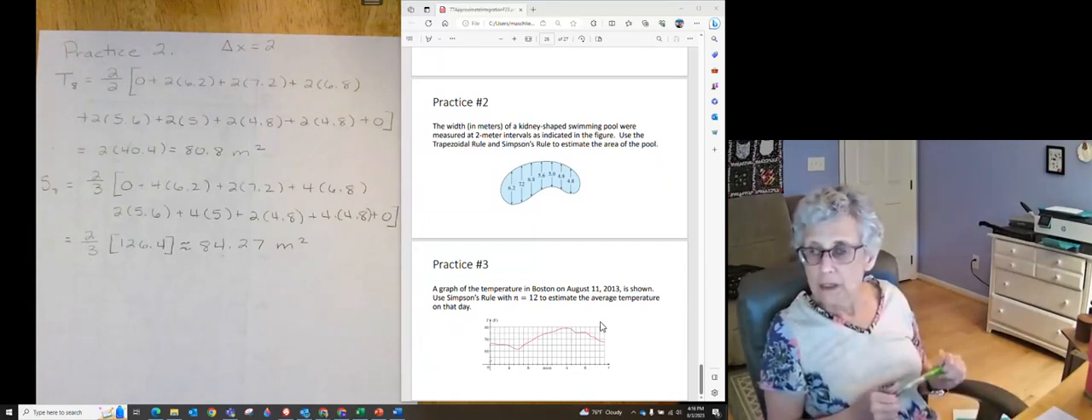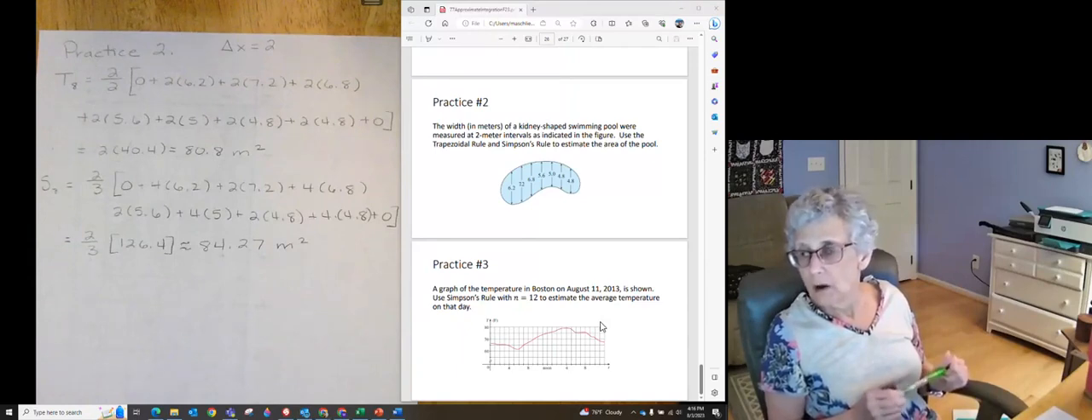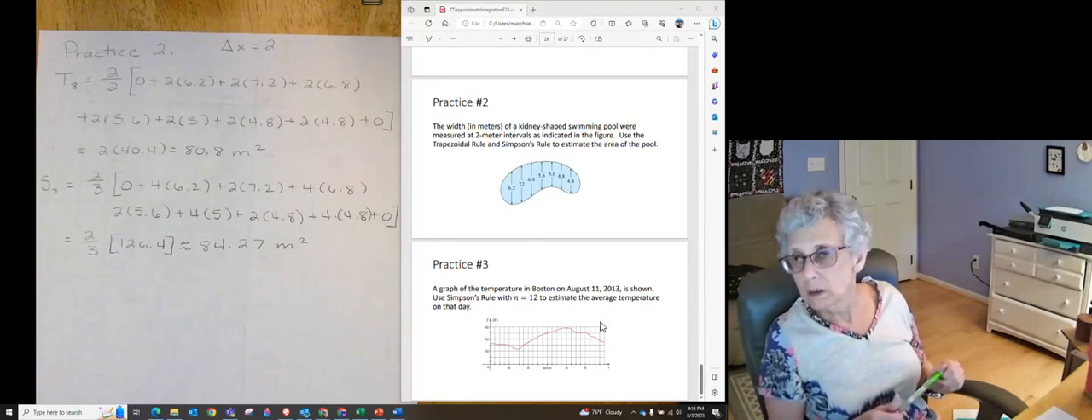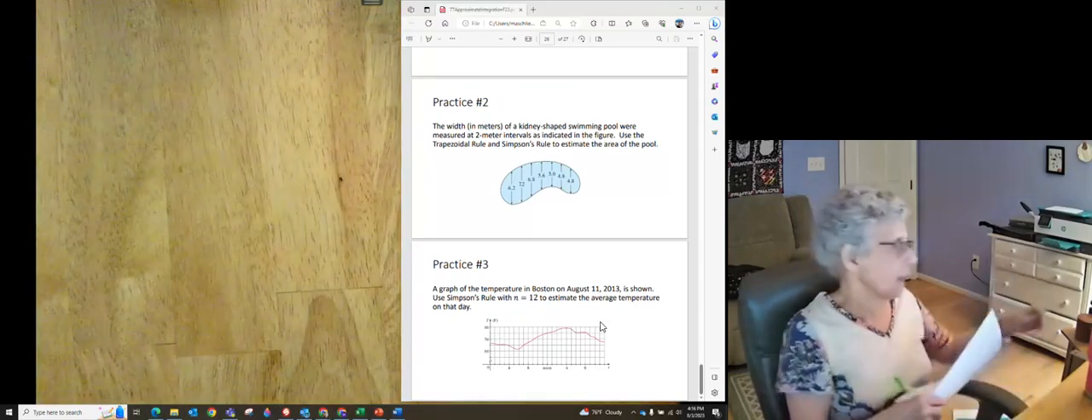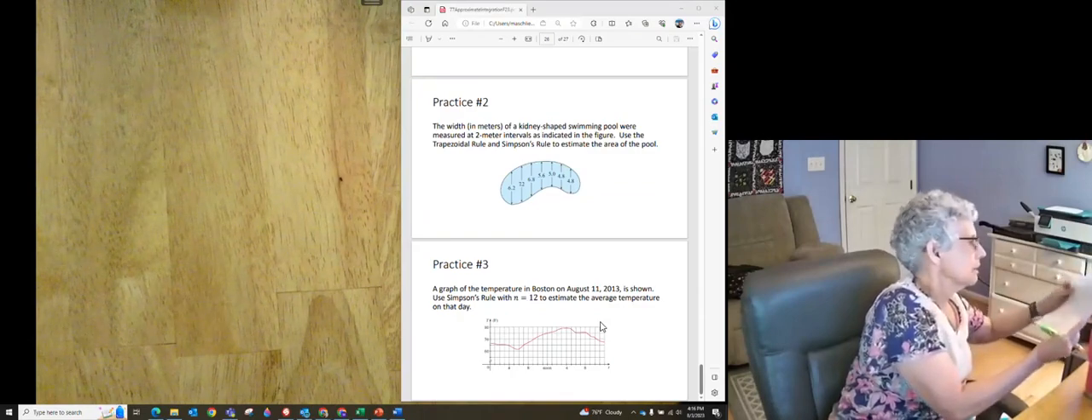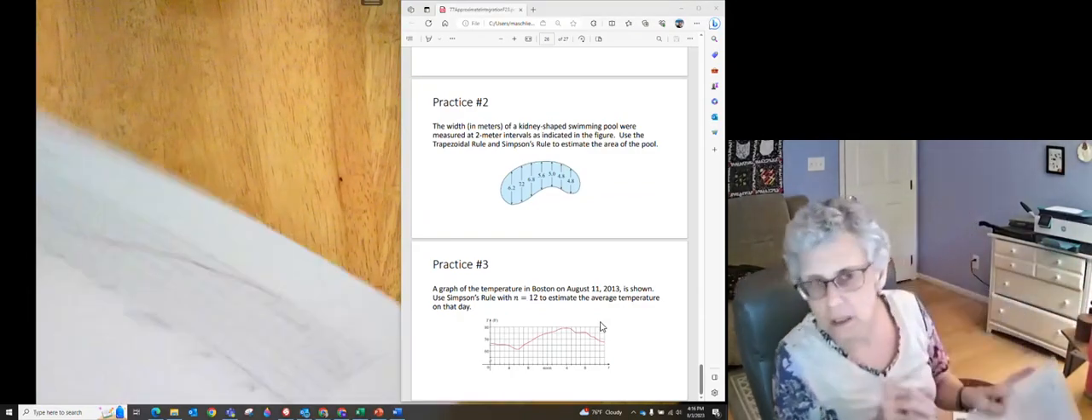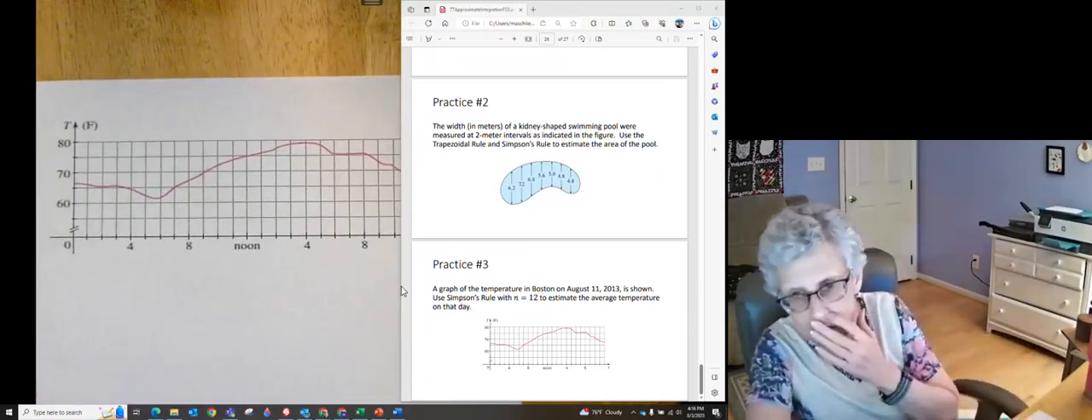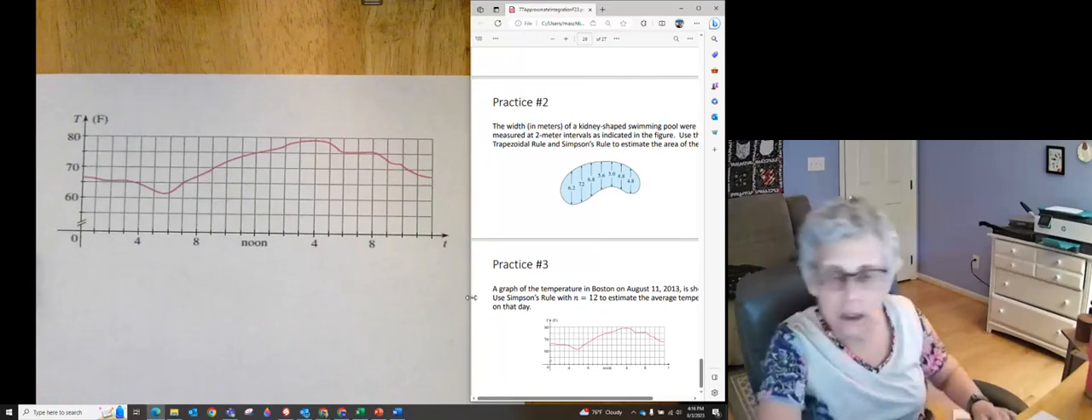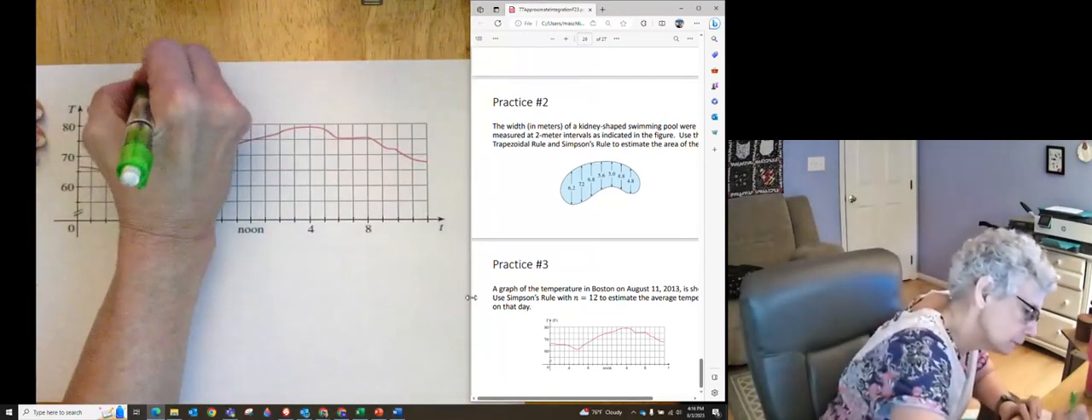A graph of the temperature in Boston on August 11th, 2013 is shown. We want to use Simpson's rule with n equals 12 to estimate the average temperature on that day. And I did print that out for us just so I can see those estimates a little bit better, because that's a very small graph. So we want to use n equals 12.